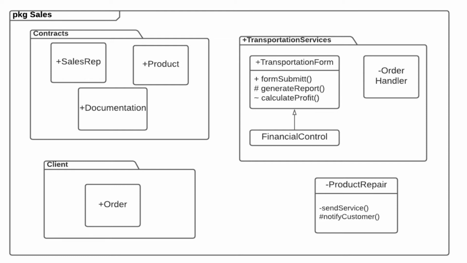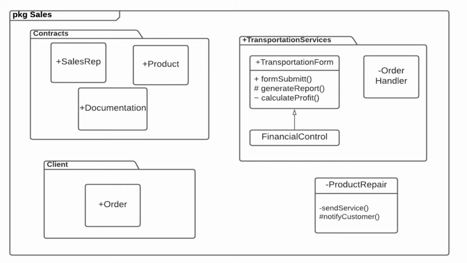So let's pick the package contracts. These three classes can see each other. They are also visible to other elements that can access their namespace. So a class product repair can see them all.